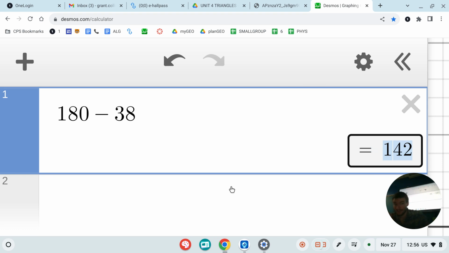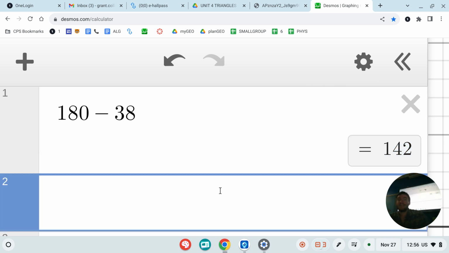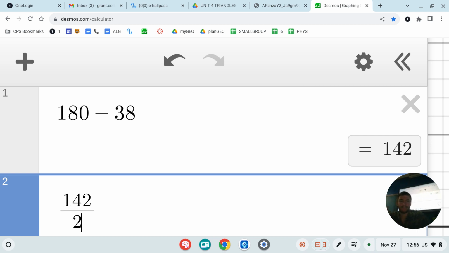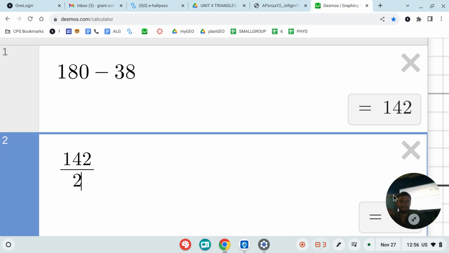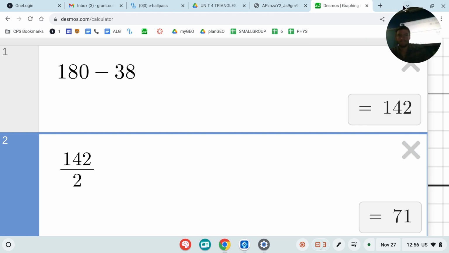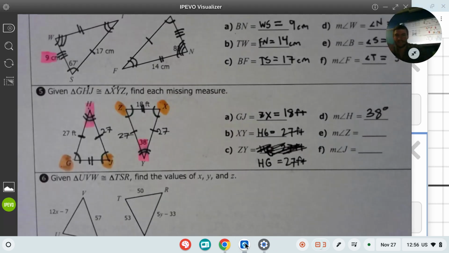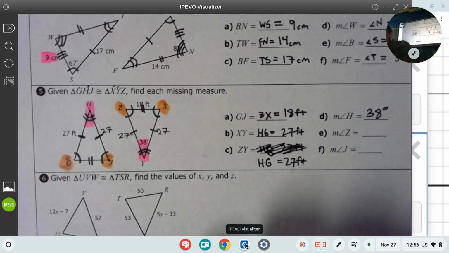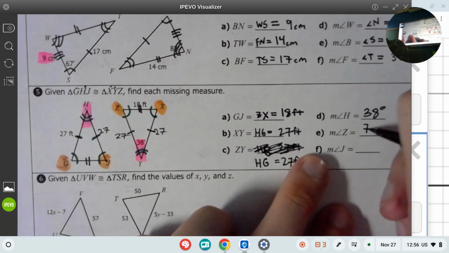But we also know that G and J should be the exact same. So you just cut it in half. 142 divided by 2. There you go, 71, right? You just subtract the one that you know and cut the rest of it in half. Good enough. So 71, and they're all going to be 71.